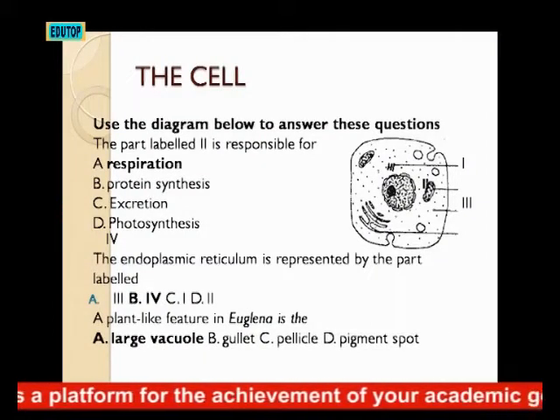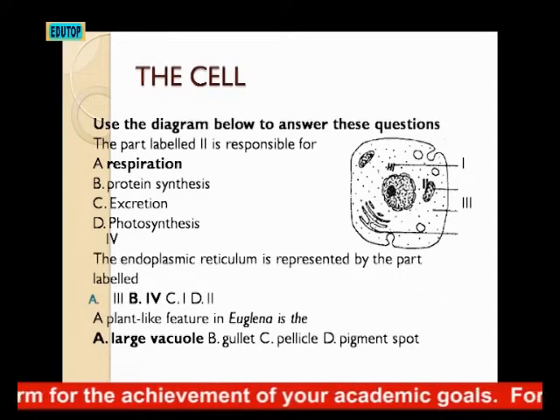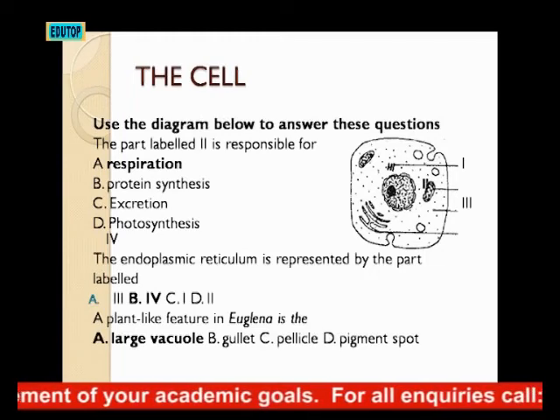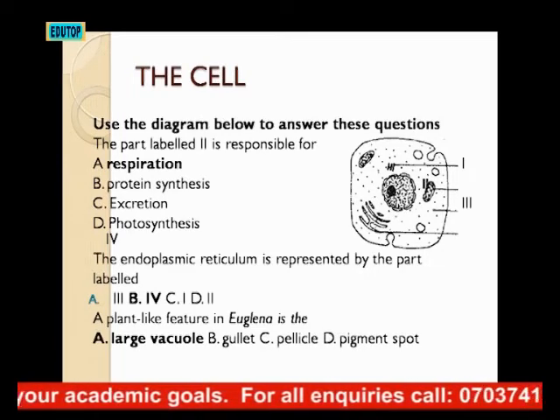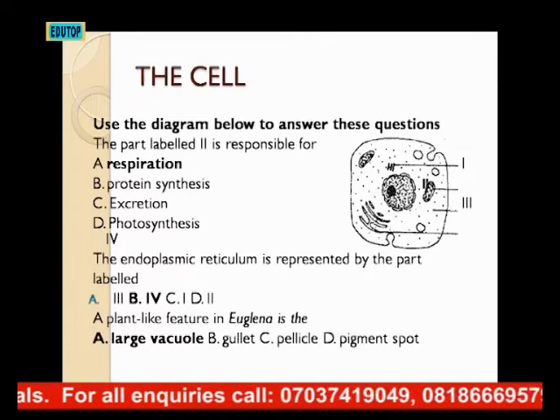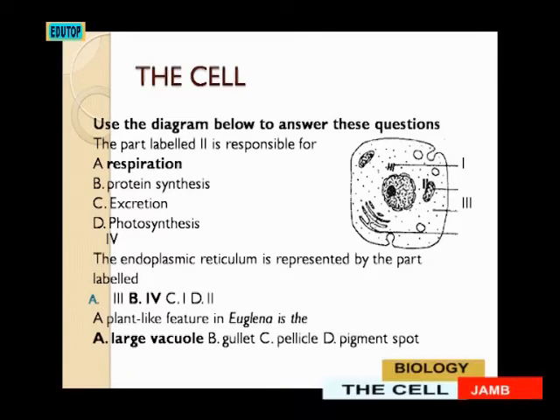The part labeled 2 is the mitochondria. And what is it responsible for? You have respiration, protein synthesis, excretion, photosynthesis. The answer is A, respiration. Mitochondria is responsible for respiration. We said mitochondria is the powerhouse of the cell, so it is responsible for respiration.